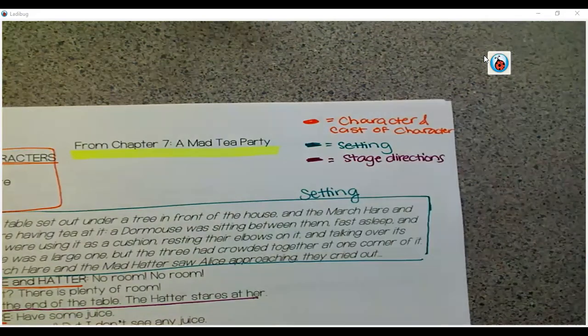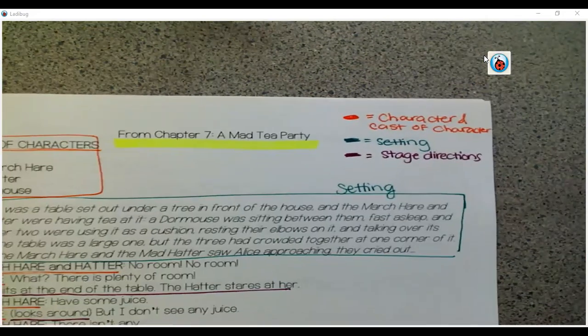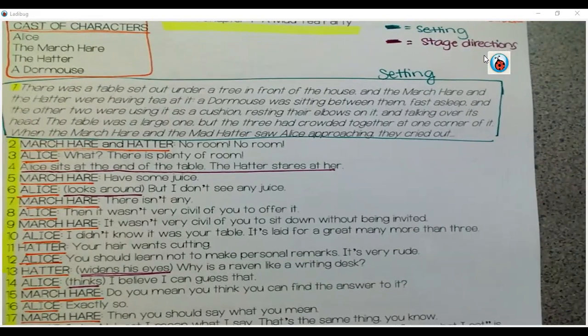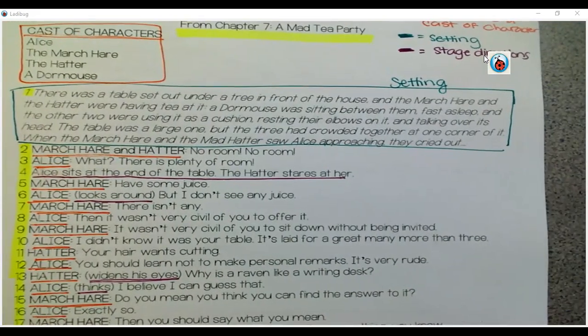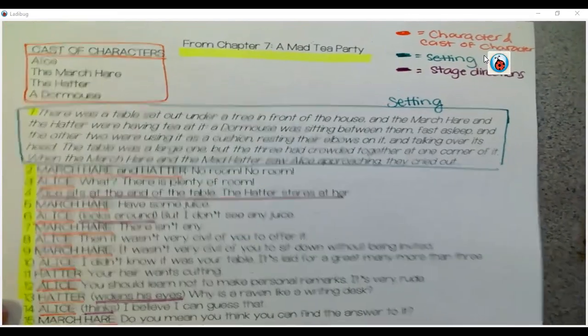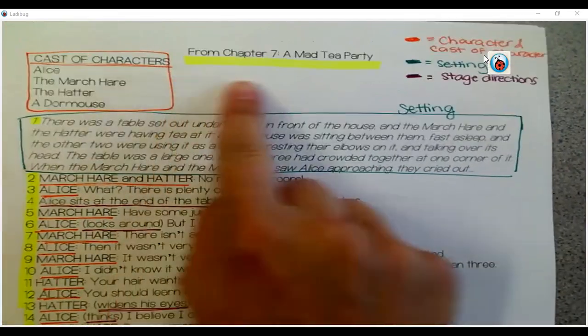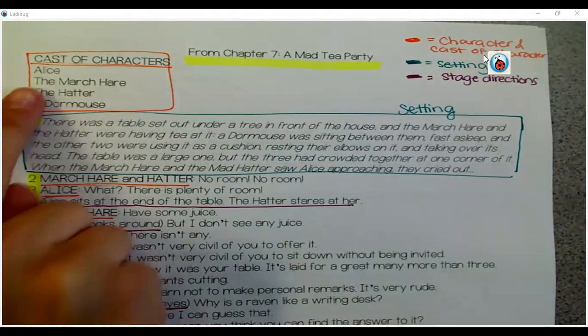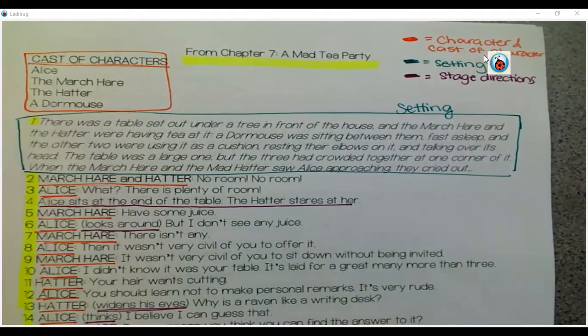All right, let's go ahead and get ready to read. While we read, we're looking at the elements of poetry that we've already pointed out, and we are still thinking about the characters and the story like we did last week. So here we go. From chapter 7, A Mad Tea Party. Cast of characters: Alice, the March Hare, the Hatter, a Dormouse.